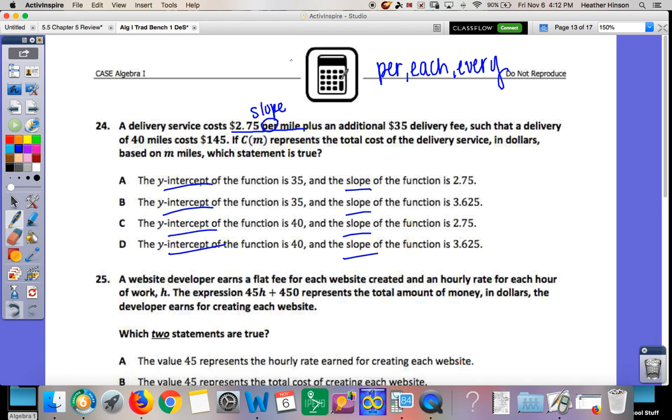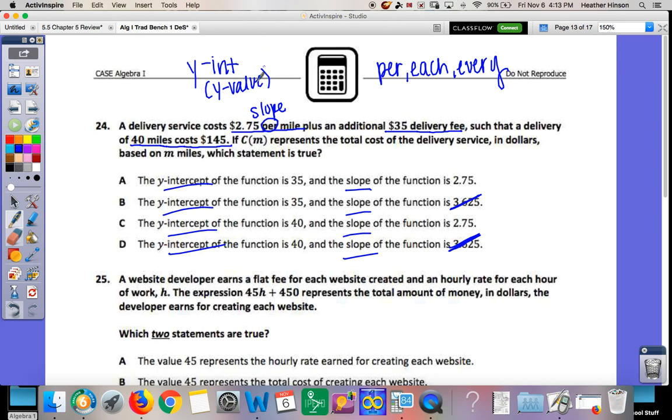So just knowing the slope, we can mark off B and D. Then, what's your y-intercept? 35 or 40? Well, it says plus an additional $35 delivery fee. And then 40 miles cost $145. Your y-intercept, first of all, is going to be a y value.